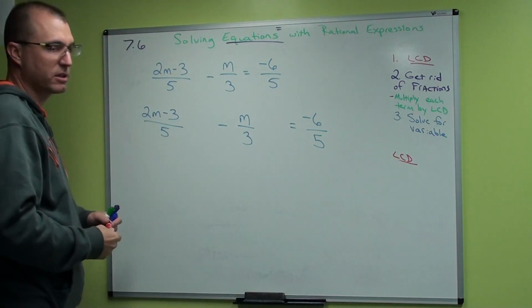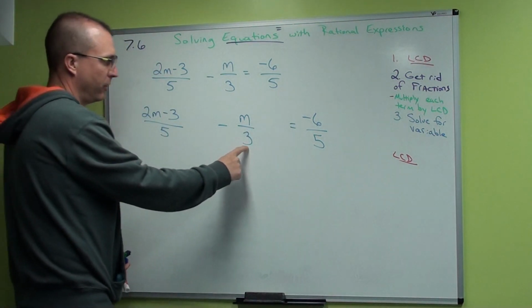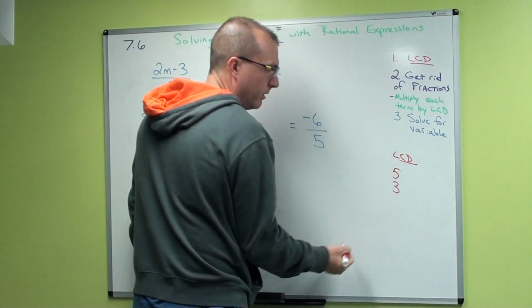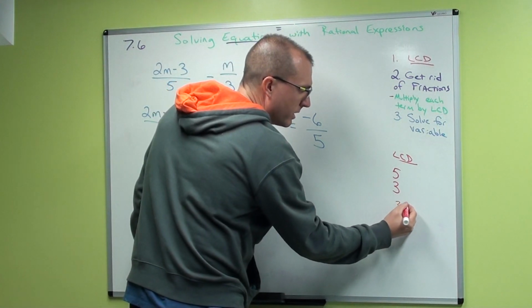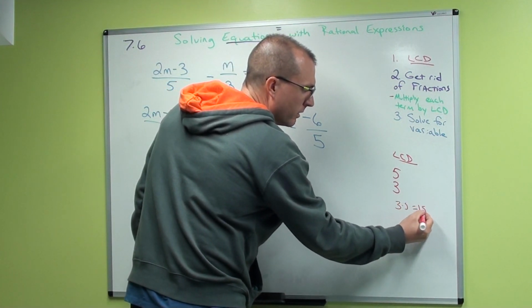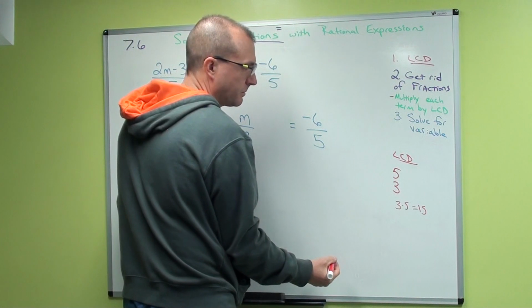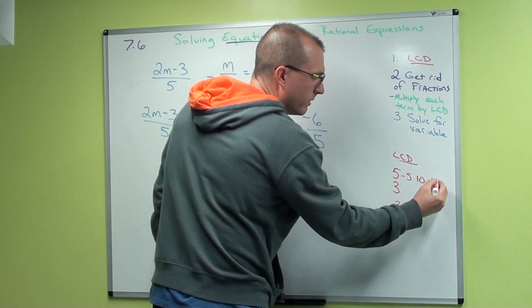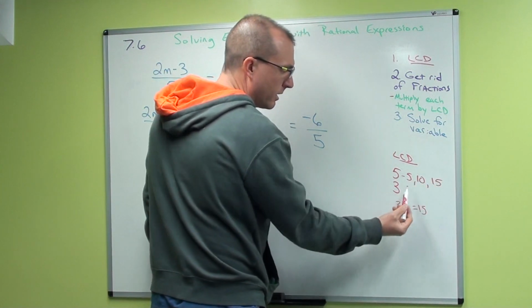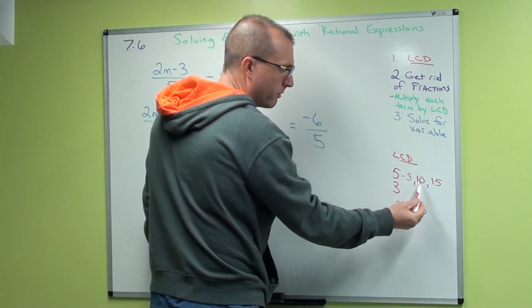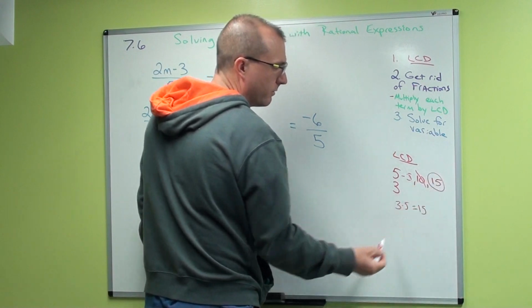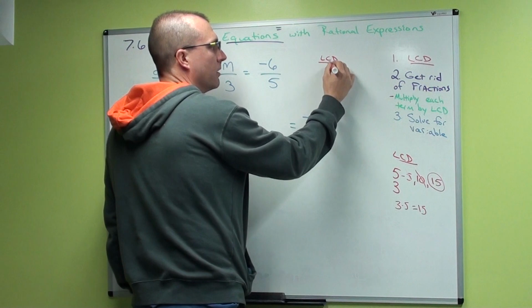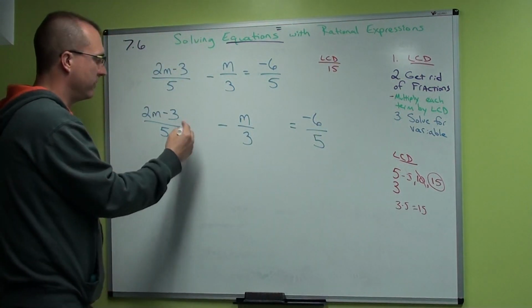Alright, so let's get our least common denominator. We have a 5, a 3, and a 5. So I have 5 and a 3. Well, I know 3 times 5 equals 15. So I can do this. 5, 10, 15. Can 3 go into 5? No. Can 3 go into 10? No. But 3 goes into 15. That's our least common denominator. 15. We're going to write 15 here.